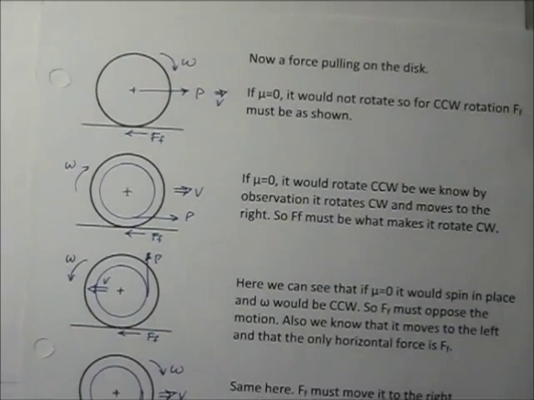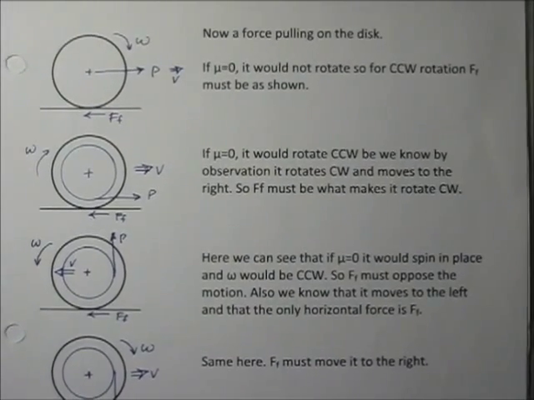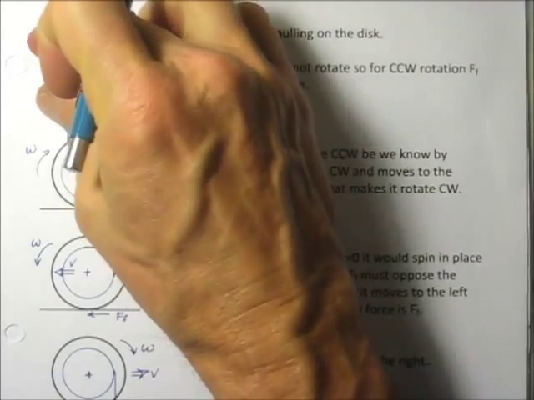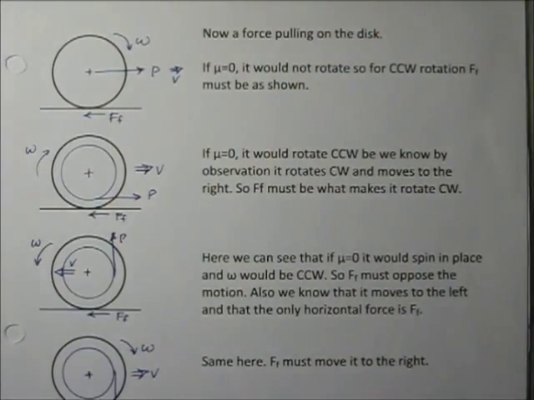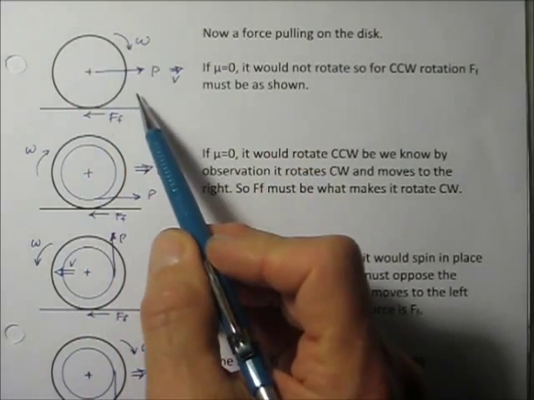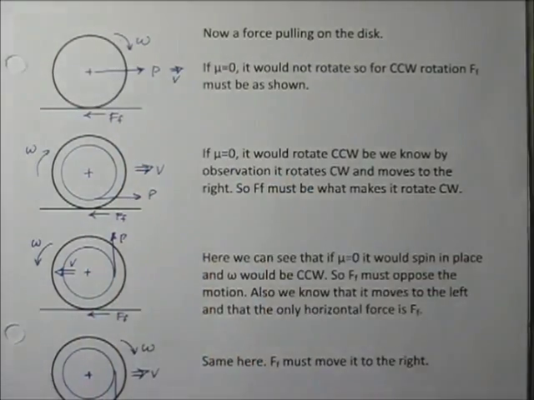If you're pulling the disc or the round thing from the middle, then you have the same kind of behavior. Again, if it was out in space, it would just go forward like that. But the force of friction is what causes this omega to happen in the clockwise direction in that way.